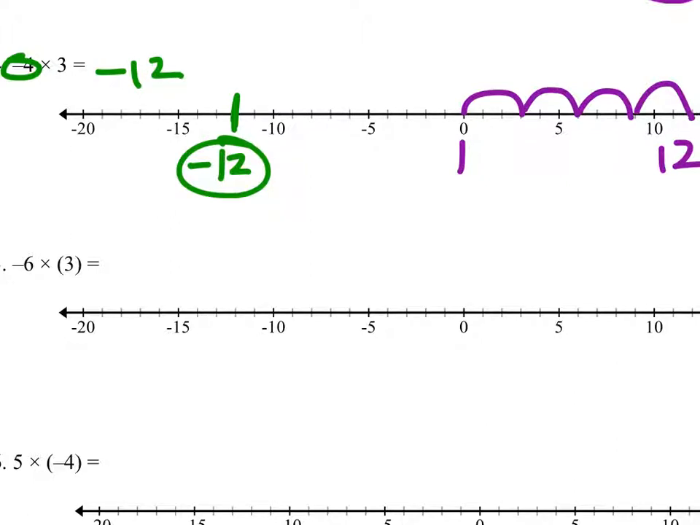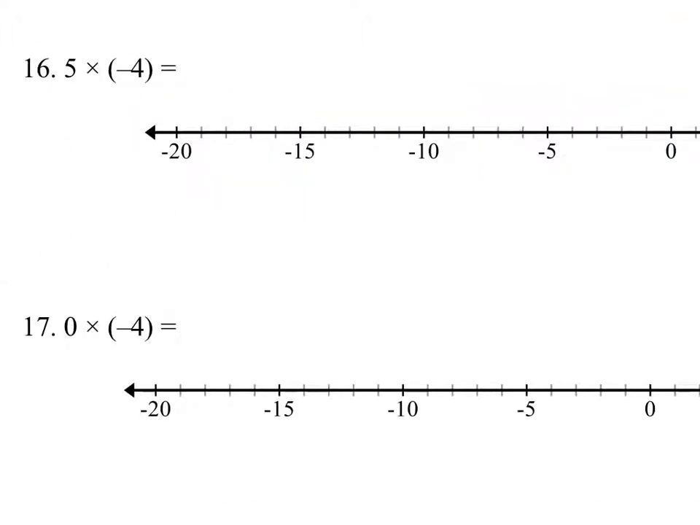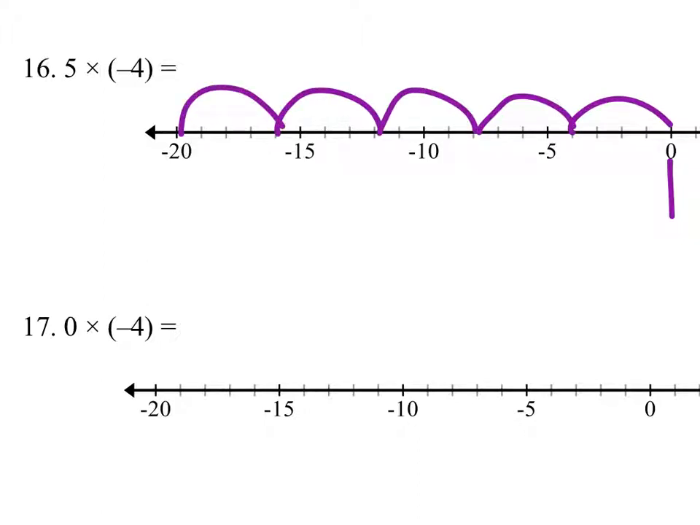Bam. So 16, this one represents 5 groups of negative 4. So again, starting at 0, there's one group of negative 4, 2 groups of negative 4, 3, 4, 5 groups of negative 4 just takes us directly to negative 20. This 5 right here is positive, so it's not like we're taking the opposite of that negative 20. So that's just our answer.